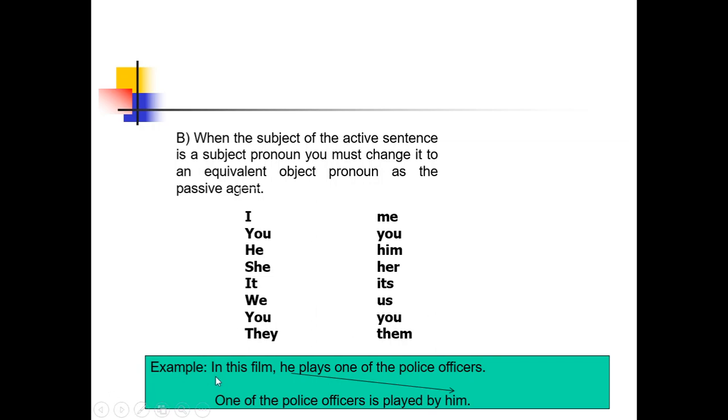For example, in this film, he plays one of the police officers. In this first sentence, he is the subject. But when we transform this sentence into the passive one, this subject becomes the doer of the action and it needs to be placed at the end position in the sentence. And this he now becomes him.